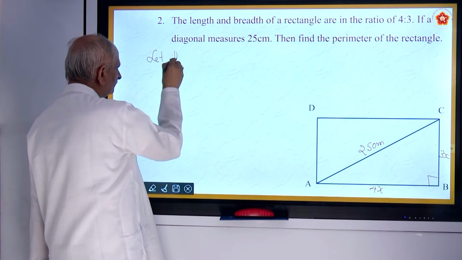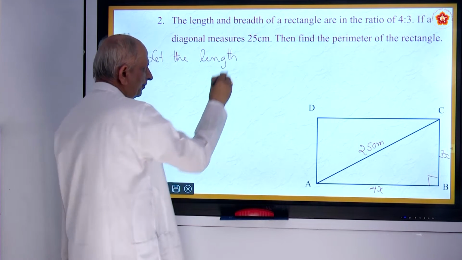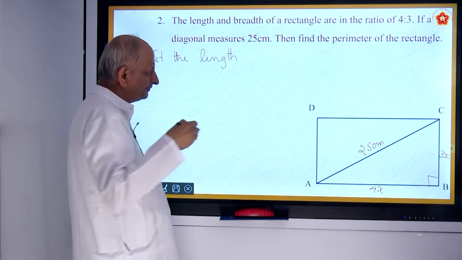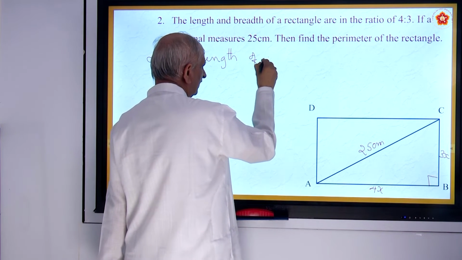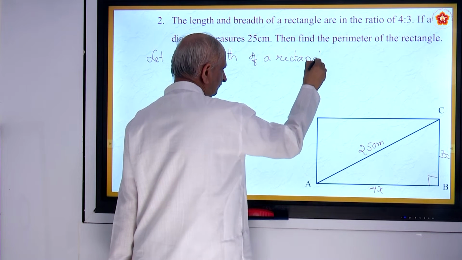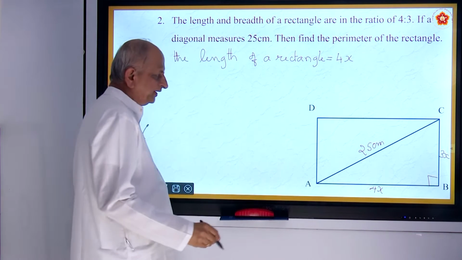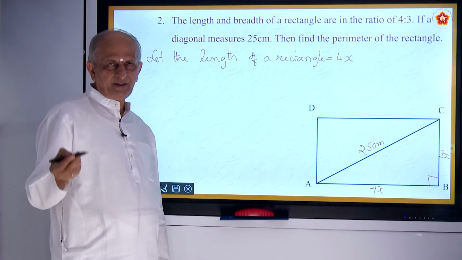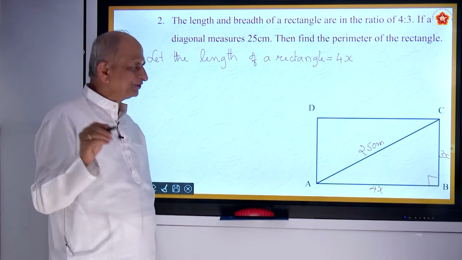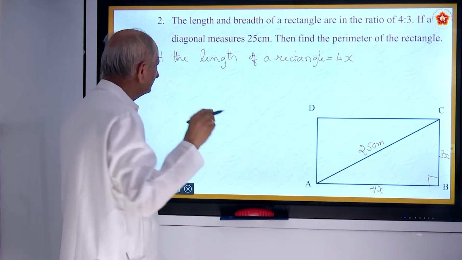Let, come on, take down. How many of you have done it already? Okay, some of you tried, right? So length of a rectangle. Here length is not given, only ratio is given. So we will take it as 4 into x. It may be 40, 30, or it may be 20, 15, like that. Ratio is 4:3. So we will take it as 4 multiplied by a factor called x.